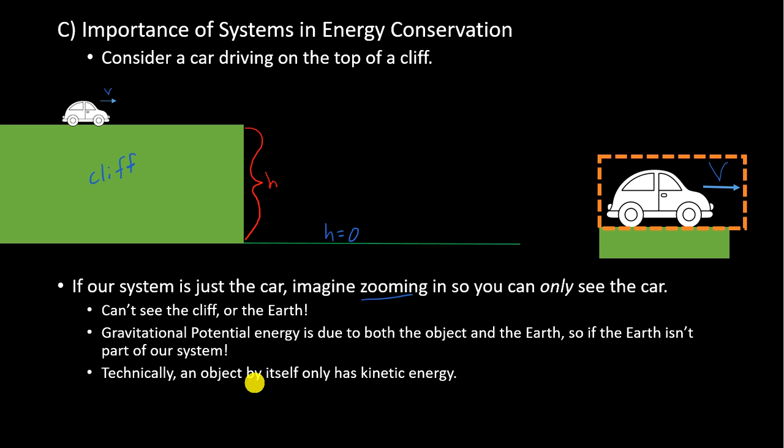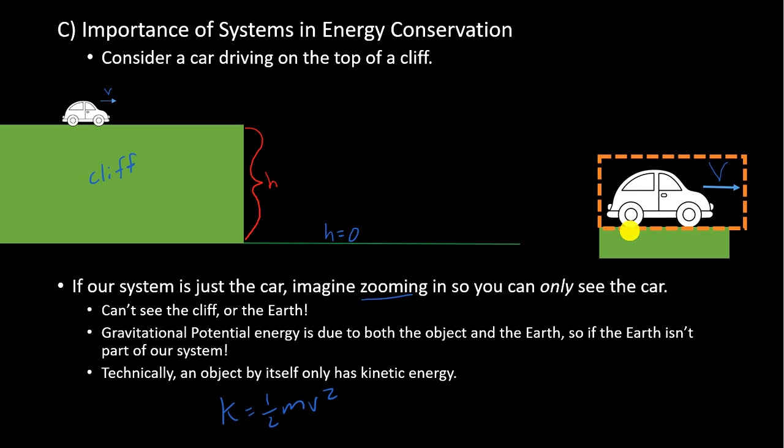And the AP test has had problems like this. If they say the system is just the car, if the system is just the object, the only type of mechanical energy we know that is associated with just the object is kinetic energy, K equals 1/2 mv squared. Nothing in this equation requires anything else from another object. So if the system is just one object, really the only energy it can have is the kinetic energy of that object.